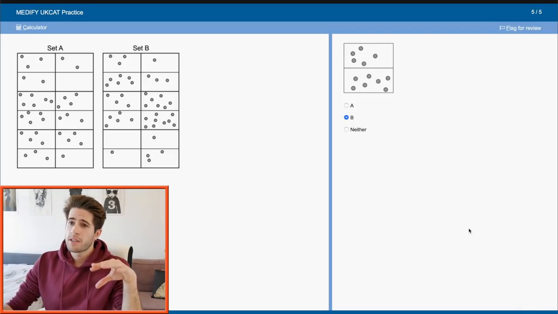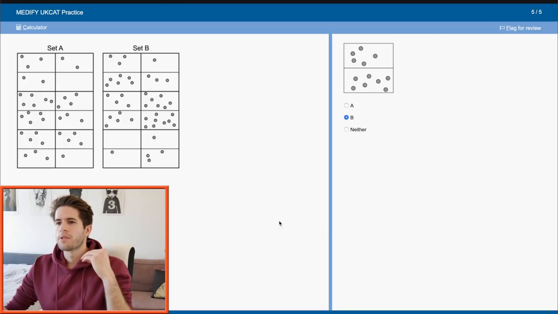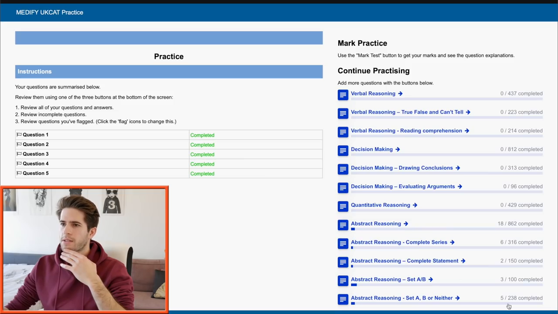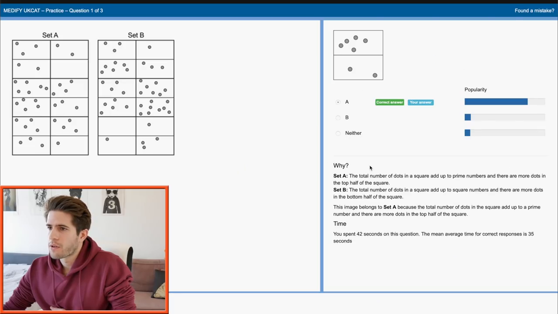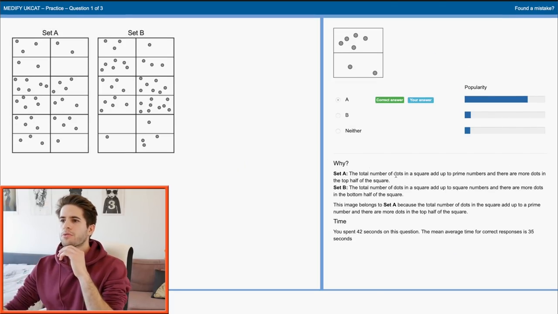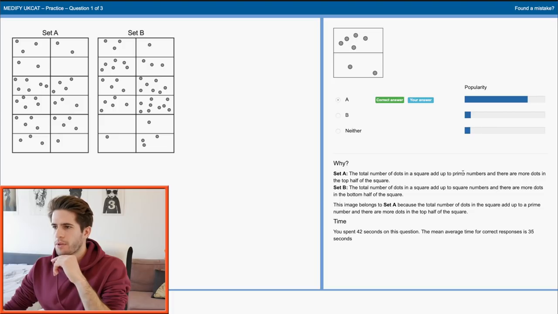Now, having done this really quickly, I think that this rule is a bit too simple for it to be like that. Let's see. 3 out of 5. Let's see what's going on. Oh my goodness. The total number of dots in a square add up to prime numbers, and there are more dots in the top half of the square. The total number of dots add up to square numbers.